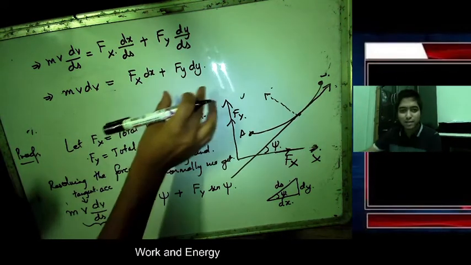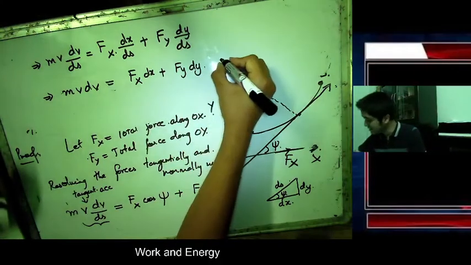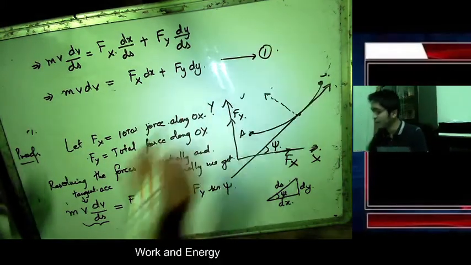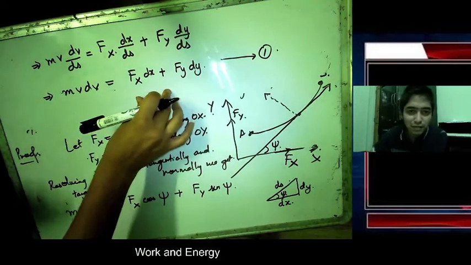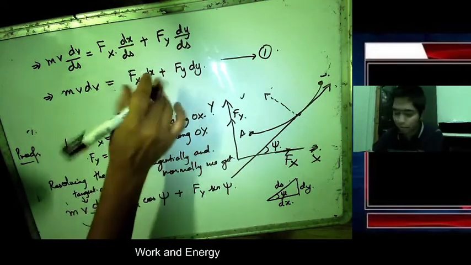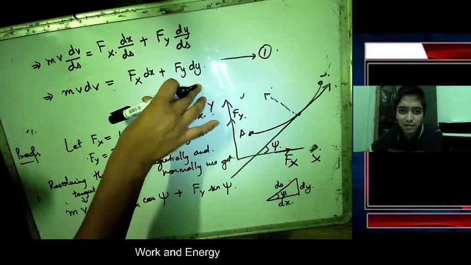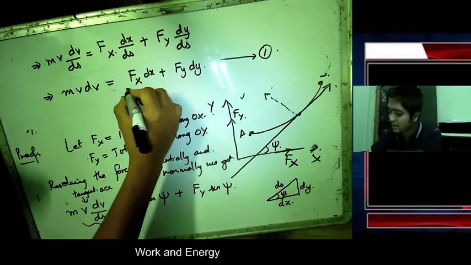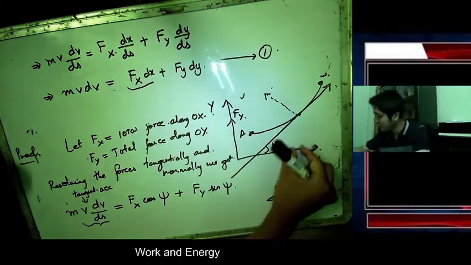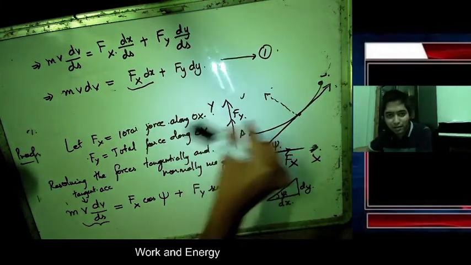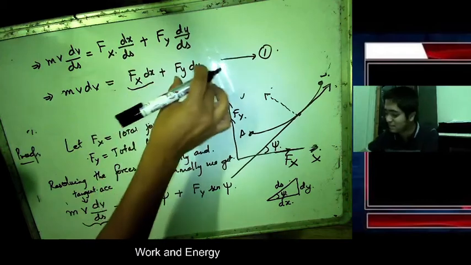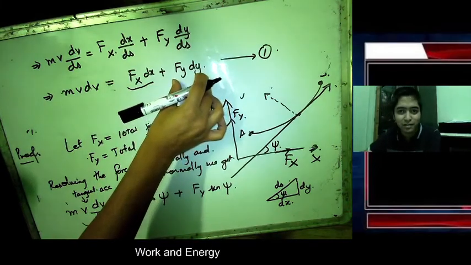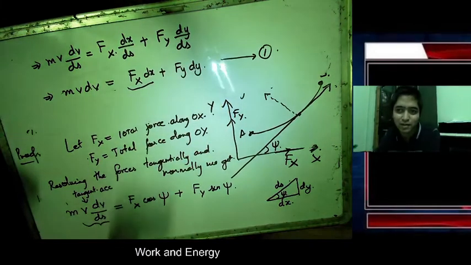Okay, so this is what is happening right now. Let us just name this one as equation 1. Now let us analyze what equation 1 is doing, in particular the right side. The right side, this is the force along x. This one is a very small displacement along x. So this will be the work done along the x-axis. This one will be the work done along the y-axis for a very small distance.